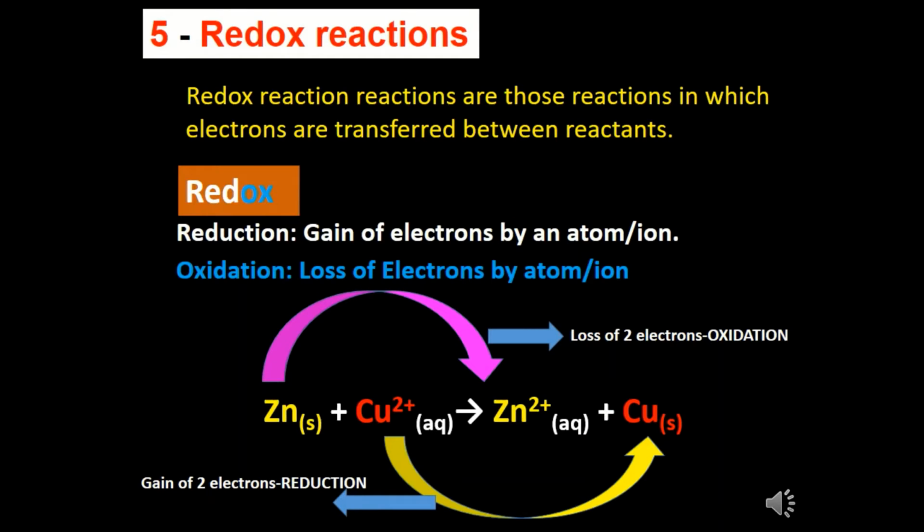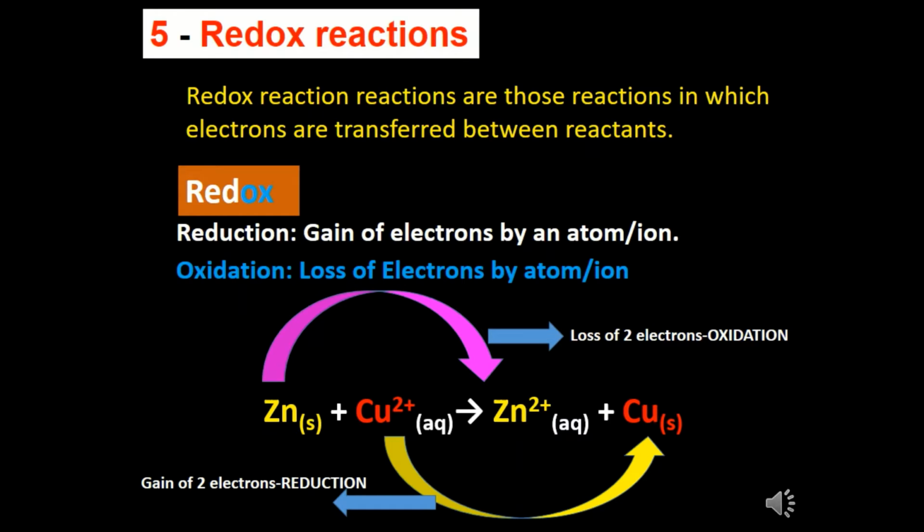Redox reactions are those reactions in which electrons are transferred between reactants. Suppose you have an example here: zinc solid plus copper 2+ aqueous gives zinc 2+ aqueous plus copper solid. What happens actually? Zinc goes to the product side, but as zinc 2+. It means 2 electrons have been lost. This loss of 2 electrons is called oxidation.